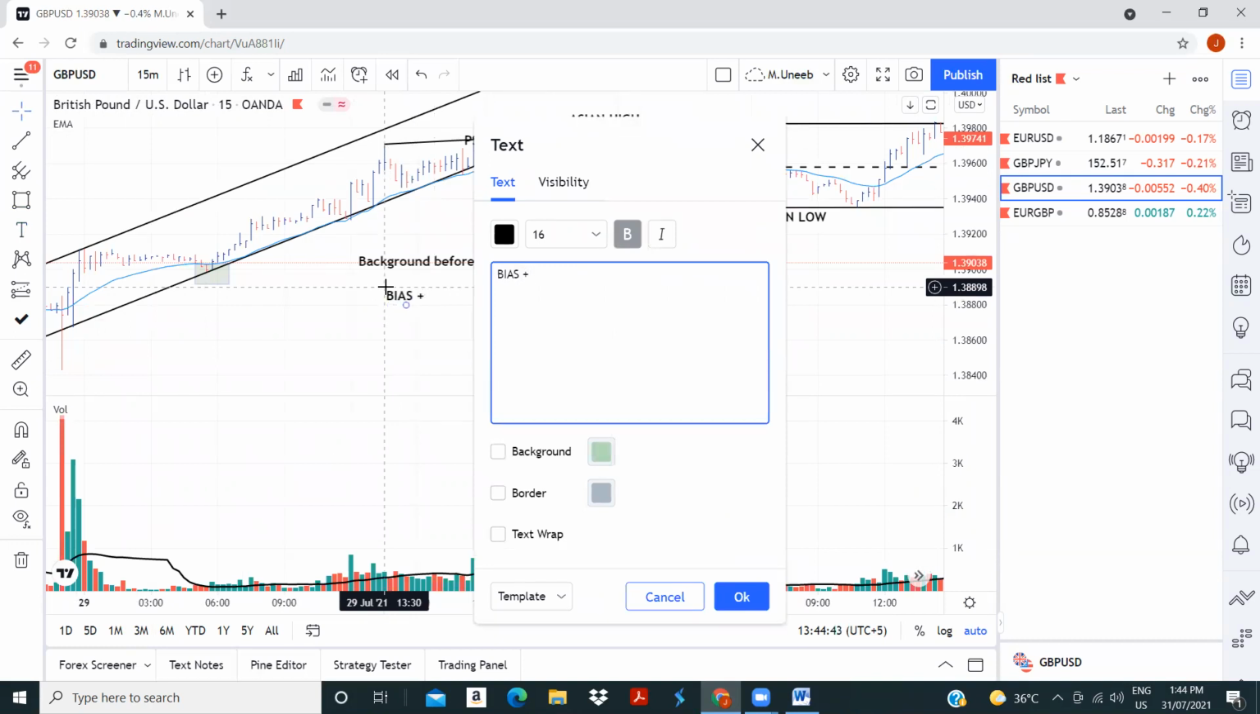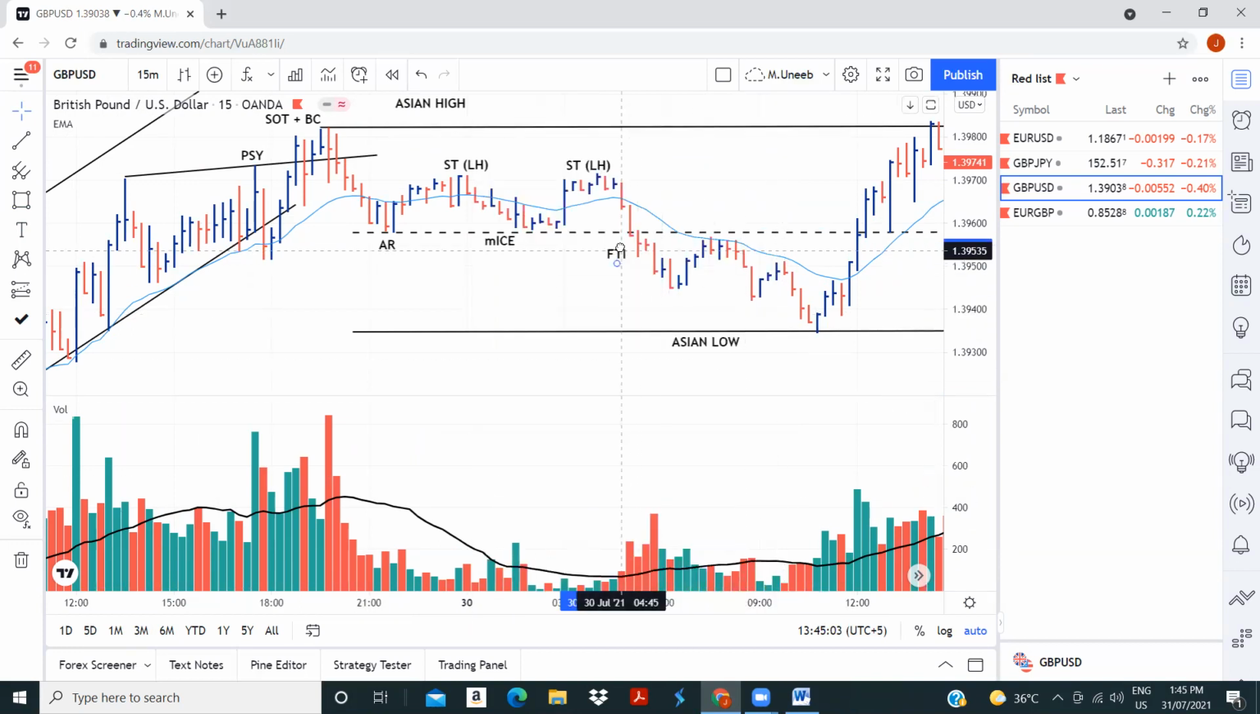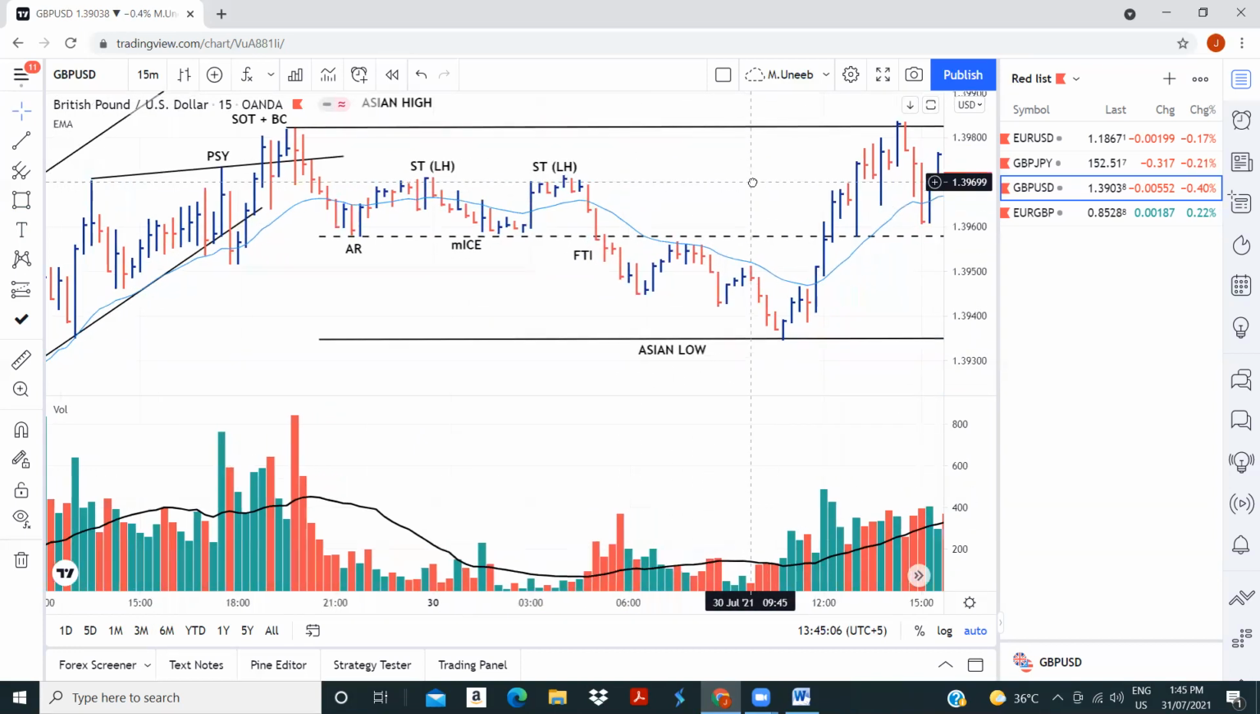Mohammed, JAC is also for break of ice, but it's not JAC here. Sorry, I will correct it. Bias is bearish. This is actually FTI, falling through ice. This is ice. Falling through ice. And now if you take a position over here, you will be ruined. Now let's see what we establish here. The second thing within this structure, what do we see?